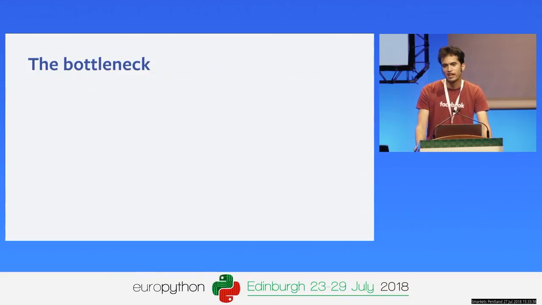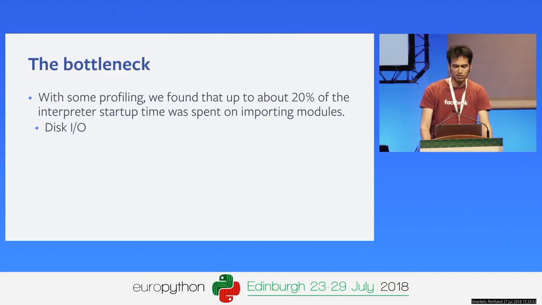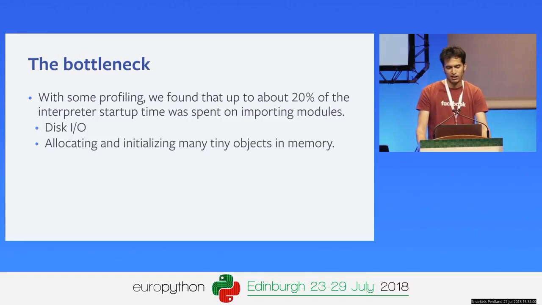We tried doing some profiling to see what's the bottleneck here. And there are a lot of things, but one thing which really stood out was that about 20% of the startup time was spent on just importing modules. And most of it was spent on disk I/O, essentially just loading PYC files, and also on allocating lots and lots of small objects. CPython, incidentally, has a lot of optimizations in place for making small object allocation really fast and cheap. But we won't settle for anything but completely free.